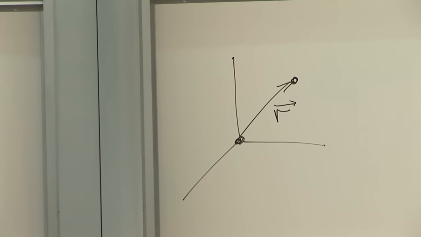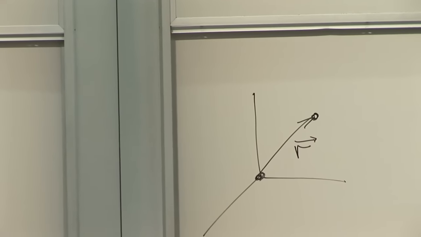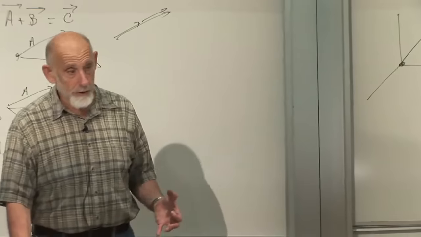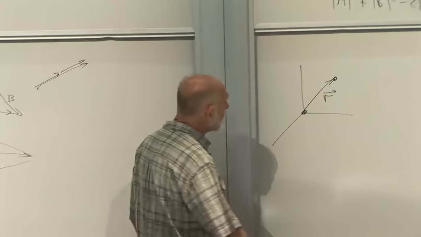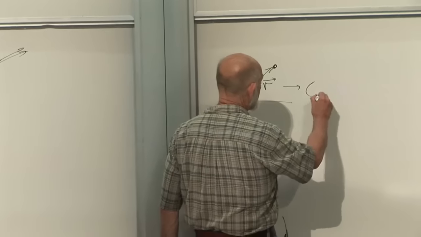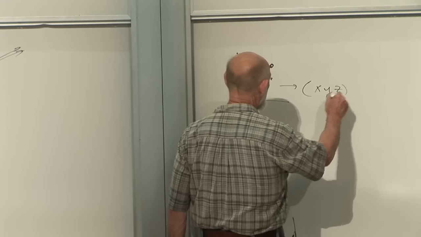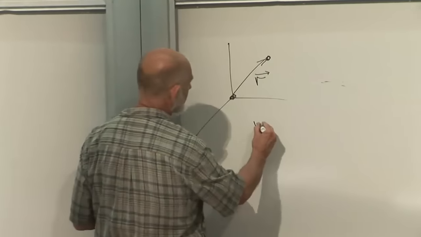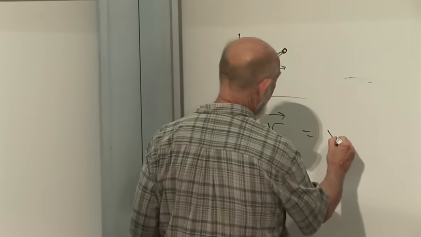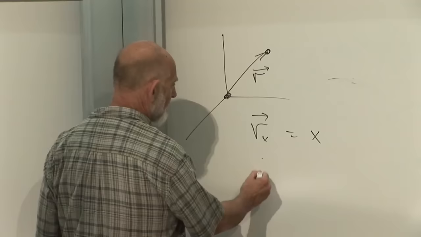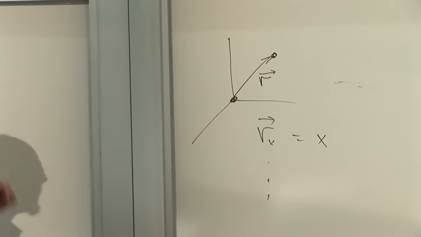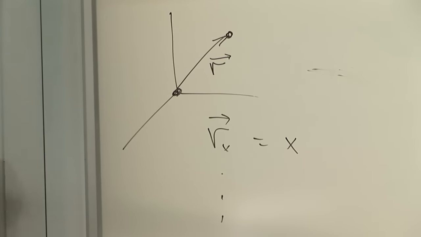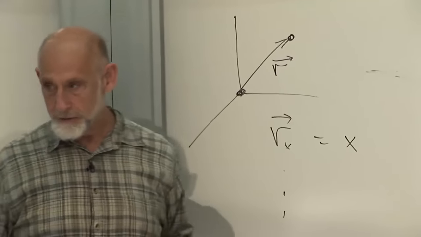What are the components of r? They're just the x, y, and z of the particle. They're just the coordinates of the particle, x, y, and z. So r sub x is equal to x, the position x, and so forth and so on. That's the simple notion of the location of a particle described as a vector.